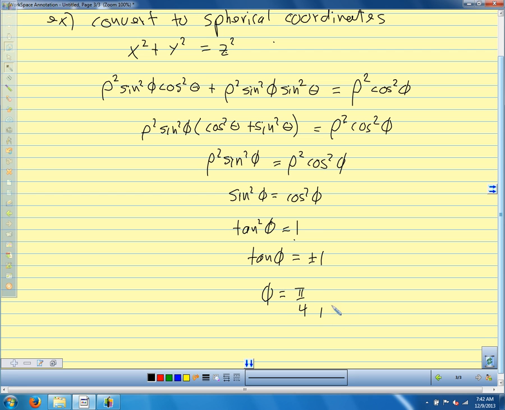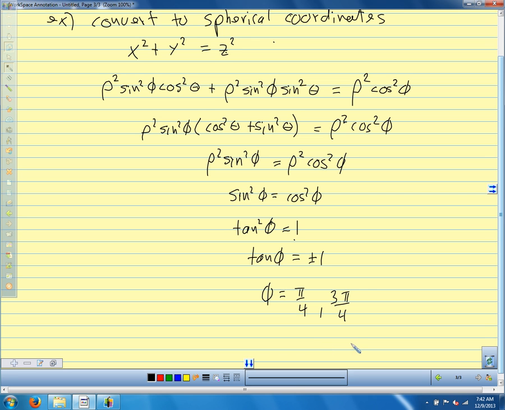Pi over 4. 3 pi over 4. Between 0 and pi. So the equation for a cone in spherical coordinates is phi equals a constant. And that constant tells us the angle that the sides of the cone make with the z-axis.